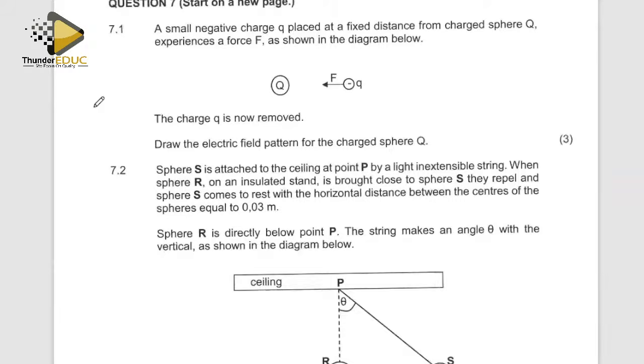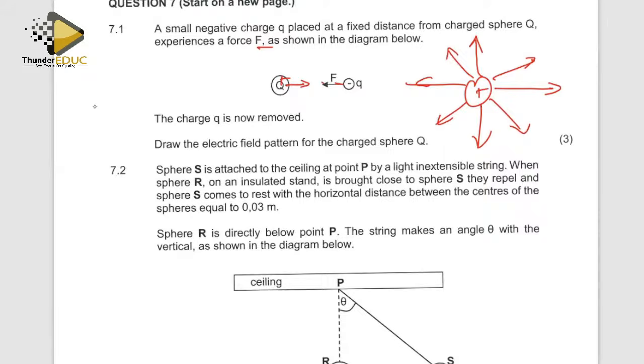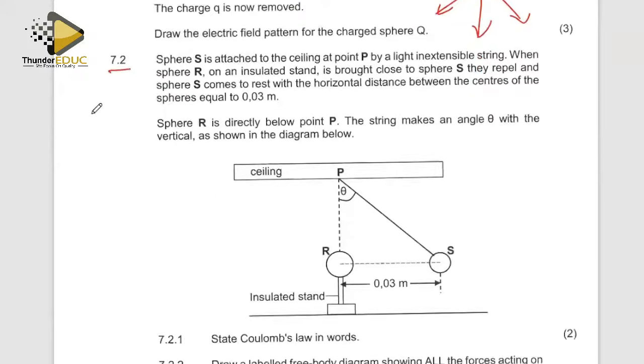Then question number 7, they're telling us that a small negative charge Q placed at a fixed distance from charged sphere R experiences this kind of force as shown in the diagram. So if the force is moving towards Q, meaning that there's some attraction in this case, and since this is negative, then automatically this must be positive. They want us to draw the electric field around the positive, something like that. Okay, field lines must be moving out.